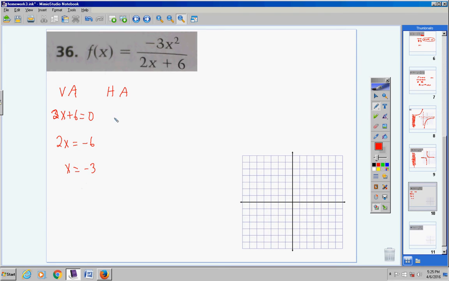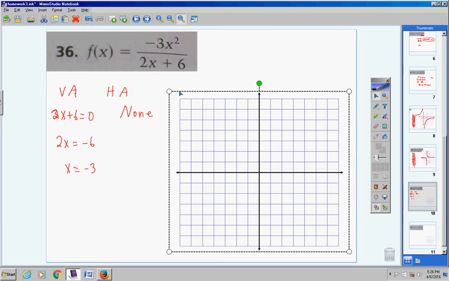Now your horizontal asymptote, we have none. Whenever your degree in the numerator is greater than the degree in your denominator, you have no horizontal asymptote. So there is no horizontal asymptote. Okay, so with that in mind, let's go ahead and place our vertical asymptote on here, and then we'll continue on.